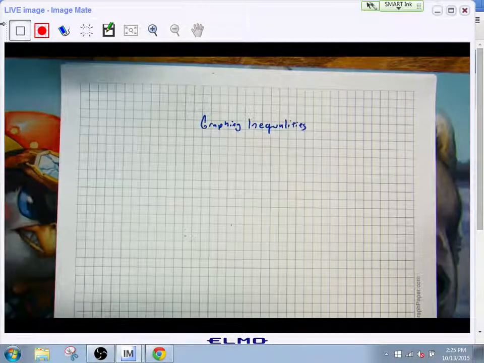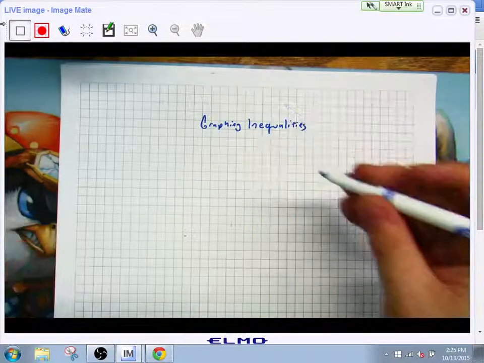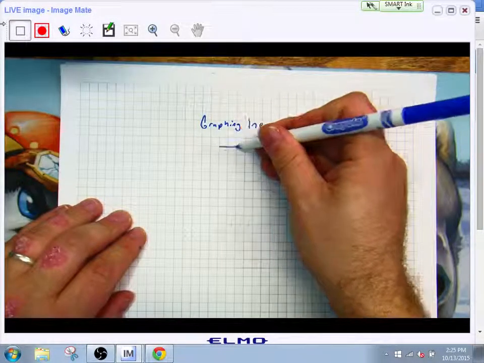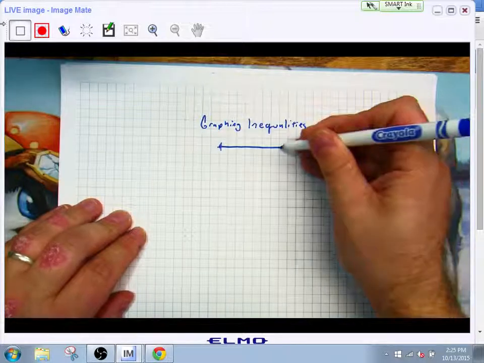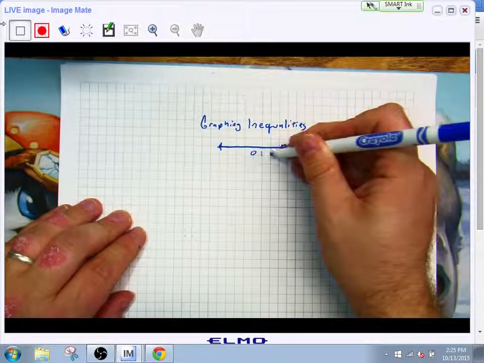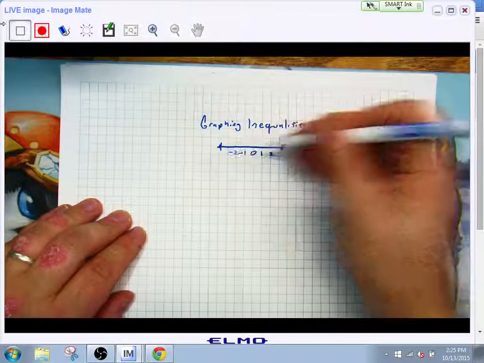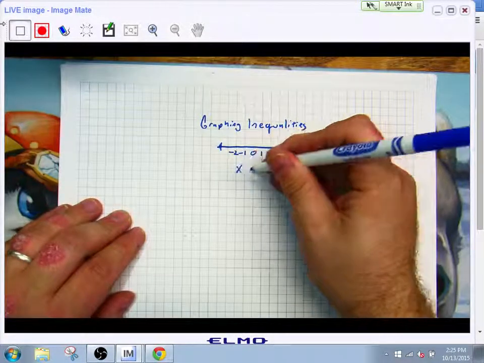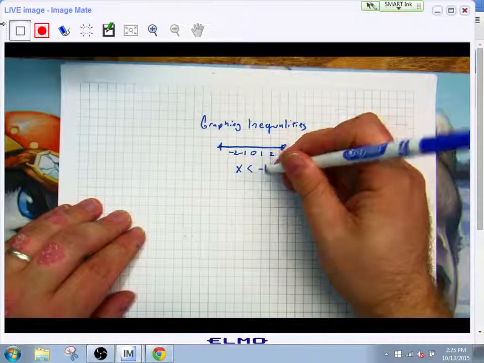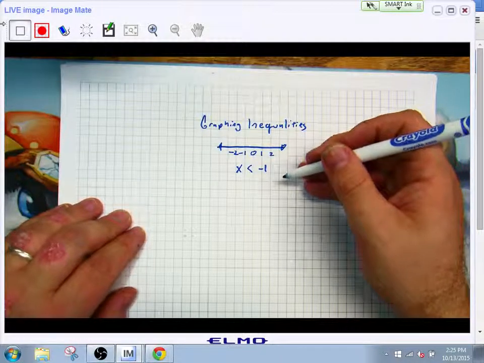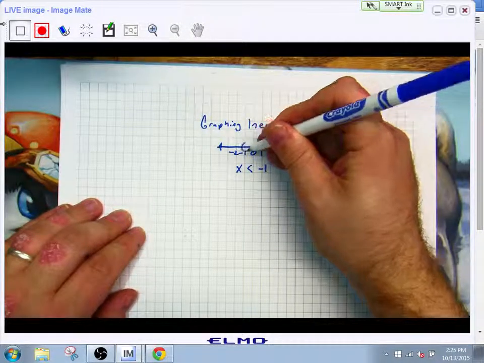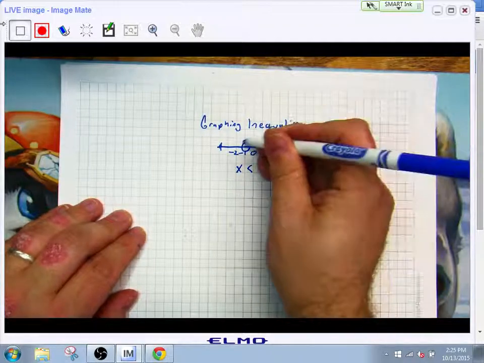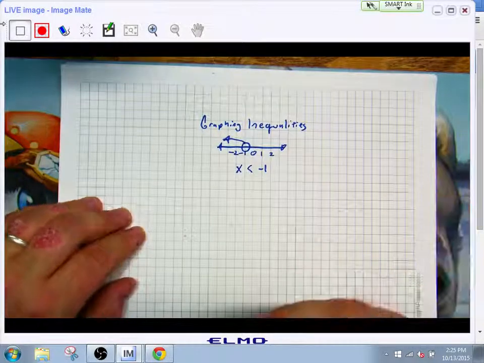You guys remember before graphing it, when we would do graphing inequalities, it would look something like this. I'd have a number line. This is 0, 1, 2. This is -1, -2. And I'd say, this is review. I'd say x is less than, I don't know, -1. Remember this? And so we do an open circle, and then we'd shade this way. You guys remember that? Okay.